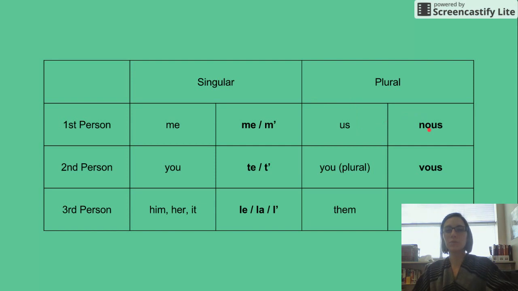Then to say us, we use nous. You plural or y'all, you use vous. These are the same as our subject pronouns. And then if we're talking about them, so we're in the third person plural, we will use les.